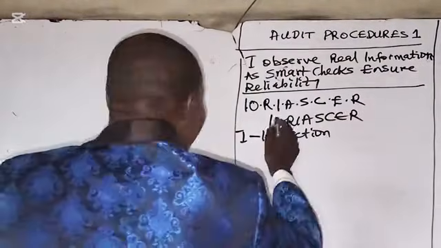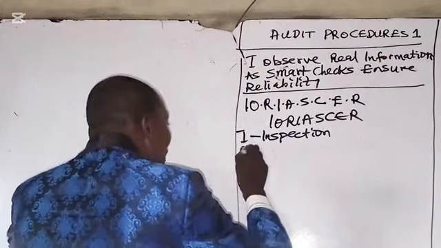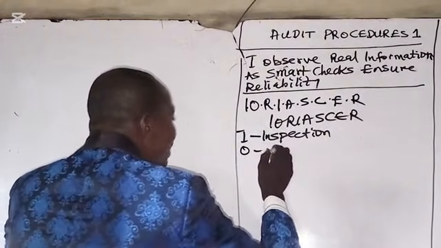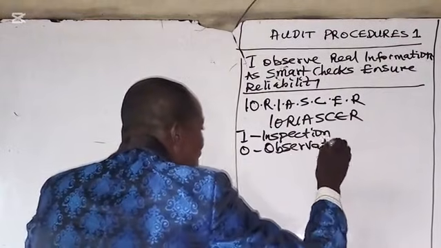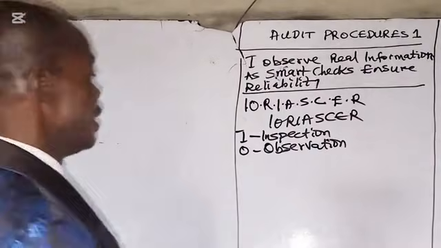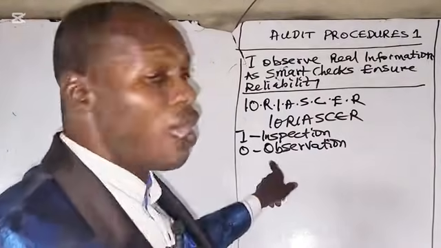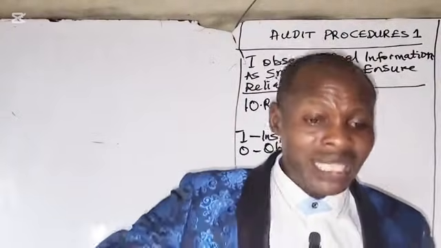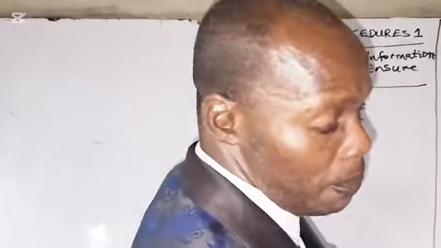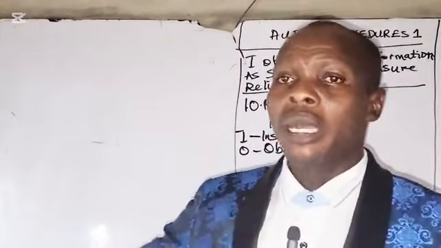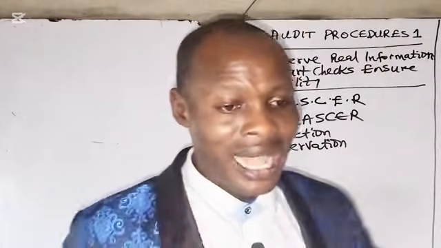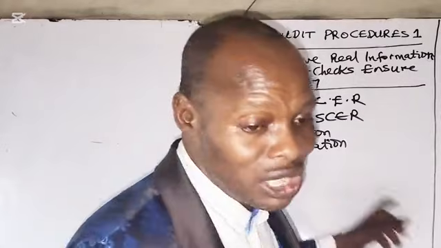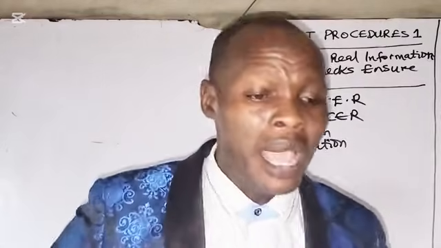The second letter is O, which stands for observation. The second audit procedure is observation. You watch how the client performs a process. That is observation.